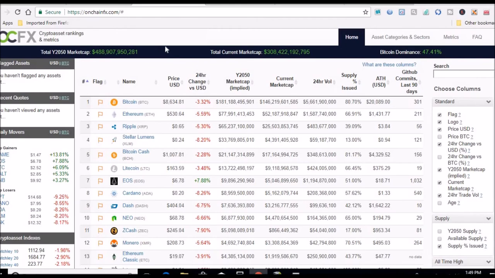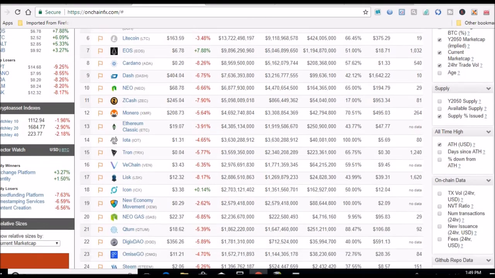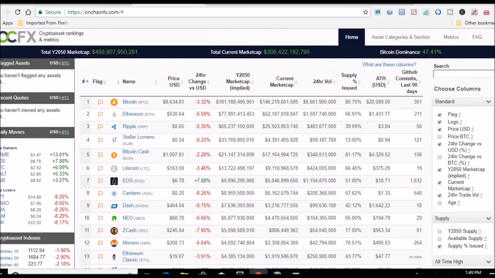I did find this site through Sunny Decree. I was watching one of his videos, and it's kind of like Coin Market Cap. It's called On-Chain Effects. What's cool about this is you can select on the right-hand side different things you want to see as far as the charts and columns. Of course, it's got all your coins, their price, whether it's up or down for the day, market cap, etc. But what I added was the all-time high. So you can see what Bitcoin was. It was up to $20,089 at one point. And GitHub commits, which is basically like the buzz in the community around that coin. So the higher the number, the better.